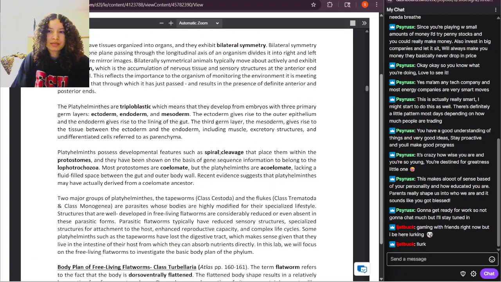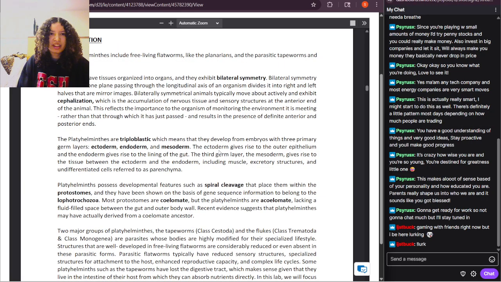Let's go back to biology. So platyhelminthes include free-living flatworms and parasitic tapeworms, as well as flukes. Flatworms have tissues organized into organs, and they exhibit bilateral symmetry. Bilaterally symmetrical means you can cut them down the middle and both sides are the same.